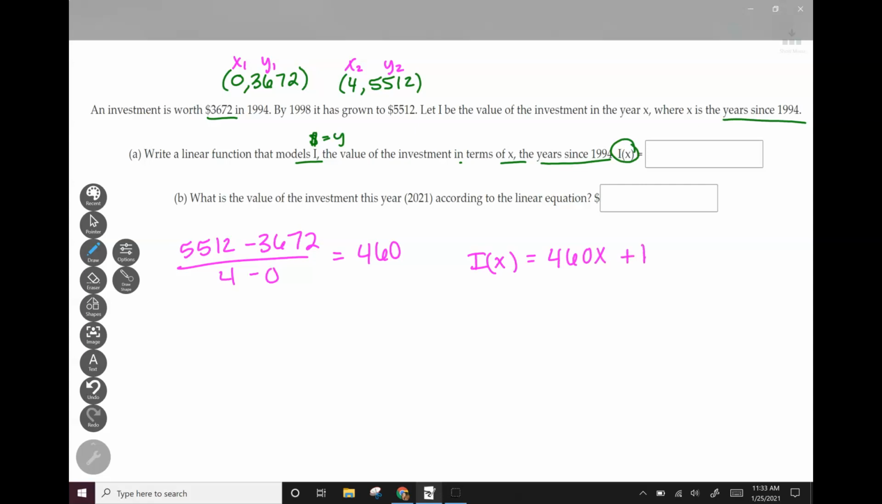Now we need our y-intercept. So sometimes you are given the y-intercept, and other times you have to find it. In this particular problem, you have the y-intercept here, because they gave you the investment in the year 1994, and 1994 was considered 0, 0 years since 1994. You've got the y-intercept. So then you can just plug that in for B.